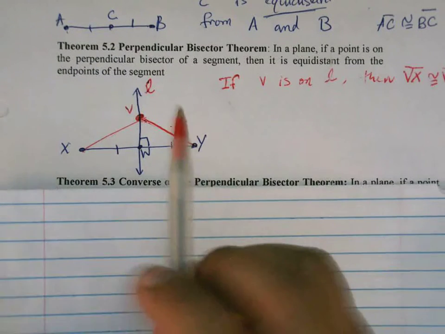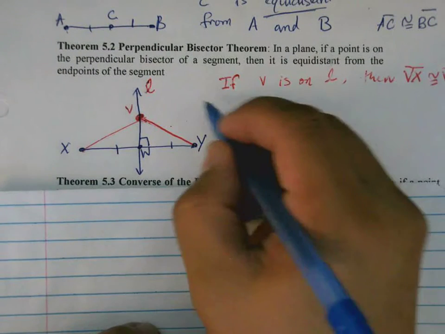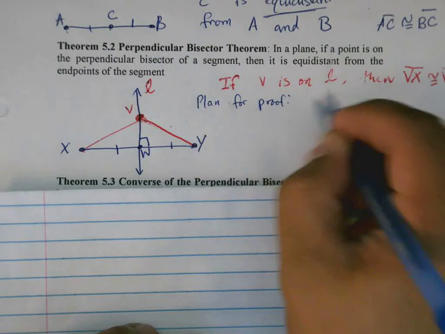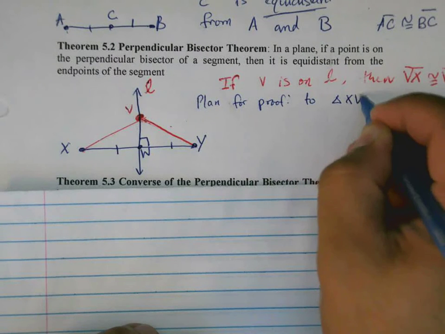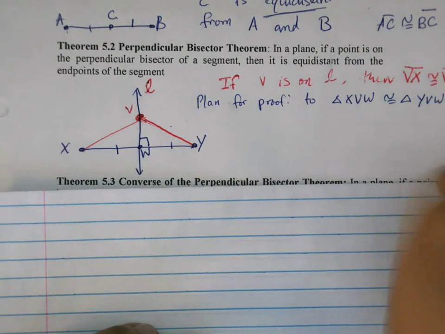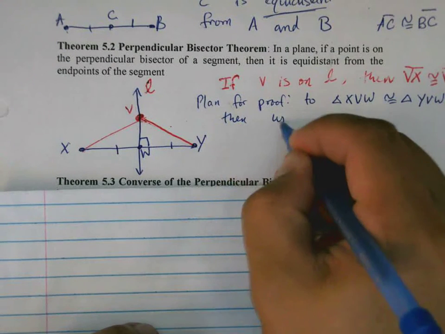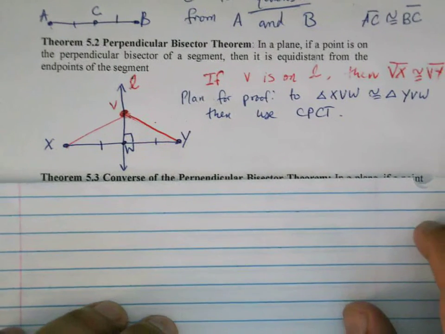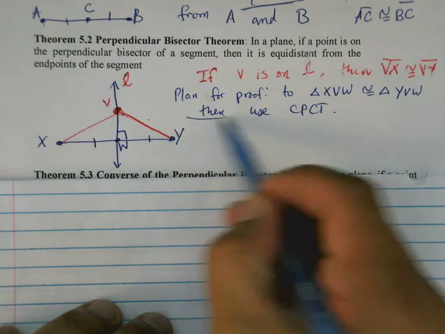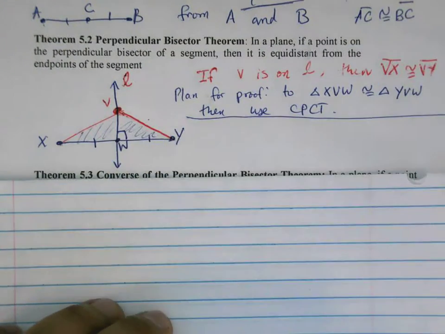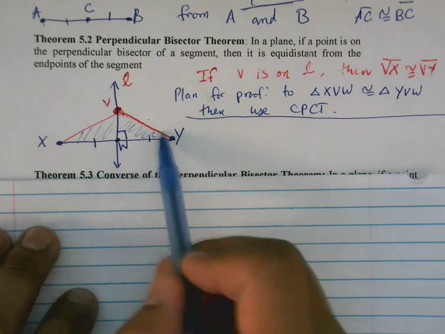And to prove this, our plan for proof is to show triangle XVW is congruent to triangle YVW. Then use CPCTC. So that's our plan. It's always a good idea to write out a plan first before we actually get into the nitty-gritty. So we want to show that these two triangles are somehow congruent, and then we can use CPCTC with the two line segments that we're interested in.